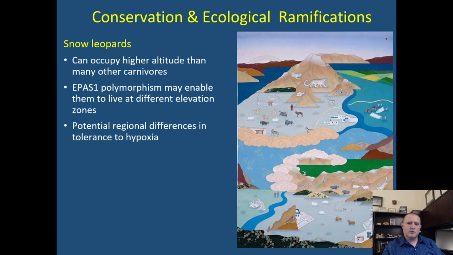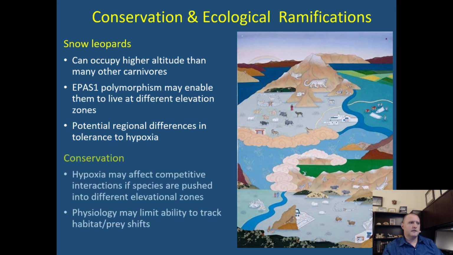Now, because there's polymorphism, that means that there's potential for regional differences in tolerance to hypoxia, right? And again, this is preliminarily shown between Mongolia and Pakistan, where there are more high-altitude homozygotes for the presumed high-altitude candidate gene, the homozygotes for that particular allele, I should say, in Pakistan versus Mongolia. And there are more heterozygotes in Mongolia, which is a lower elevational area. Now, when you think about it in terms of conservation, well, why is that important?